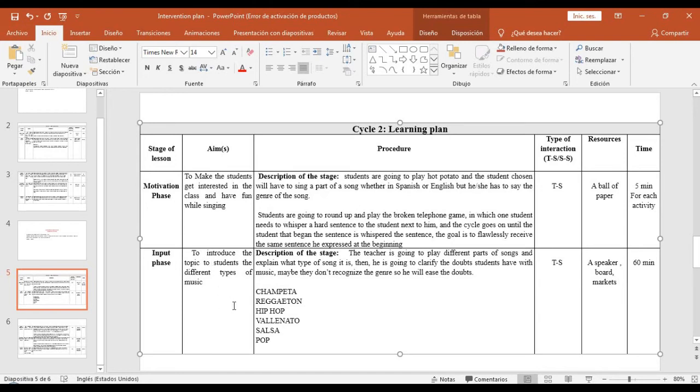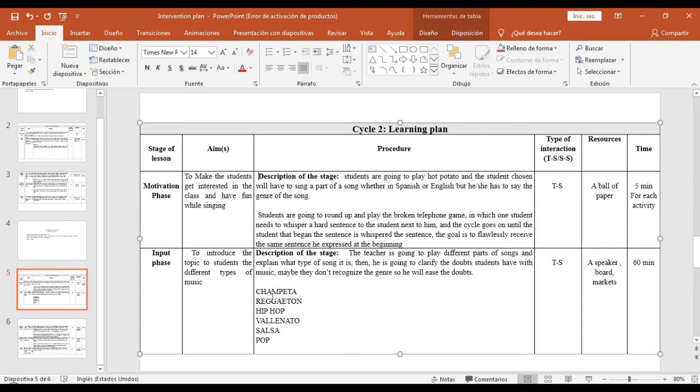And now going to the input phase, we're going to introduce the students to different types of music. In this stage, the teacher is going to play different parts of songs and explain what type of song it is. Then he's going to clarify the doubts students have with music. Maybe they don't recognize the genre, so he will ease the doubts. So here we have some related vocabulary.